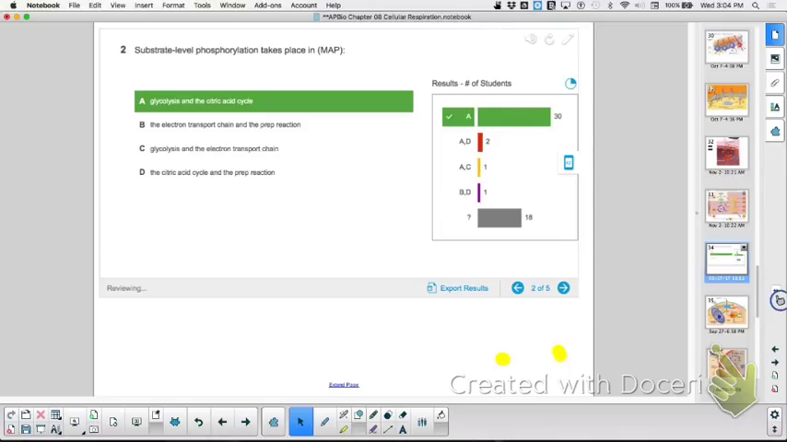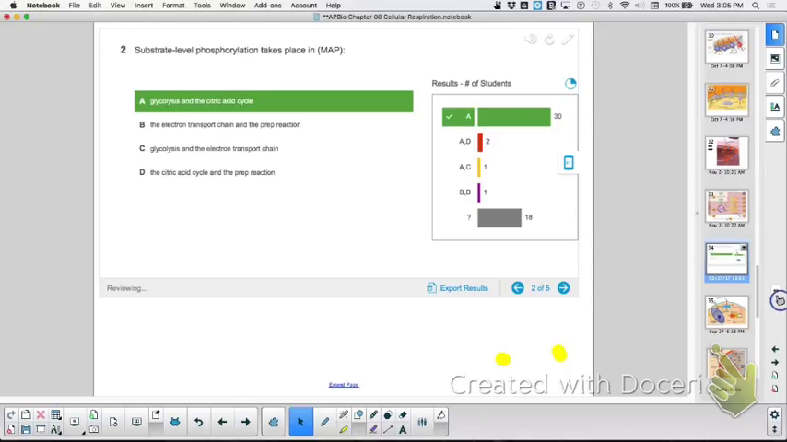Yes? What's the other phosphorylation? Not the substrate. Oxidative phosphorylation takes place in the electron transport chain, and then photophosphorylation in the electron transport chain of photosynthesis.